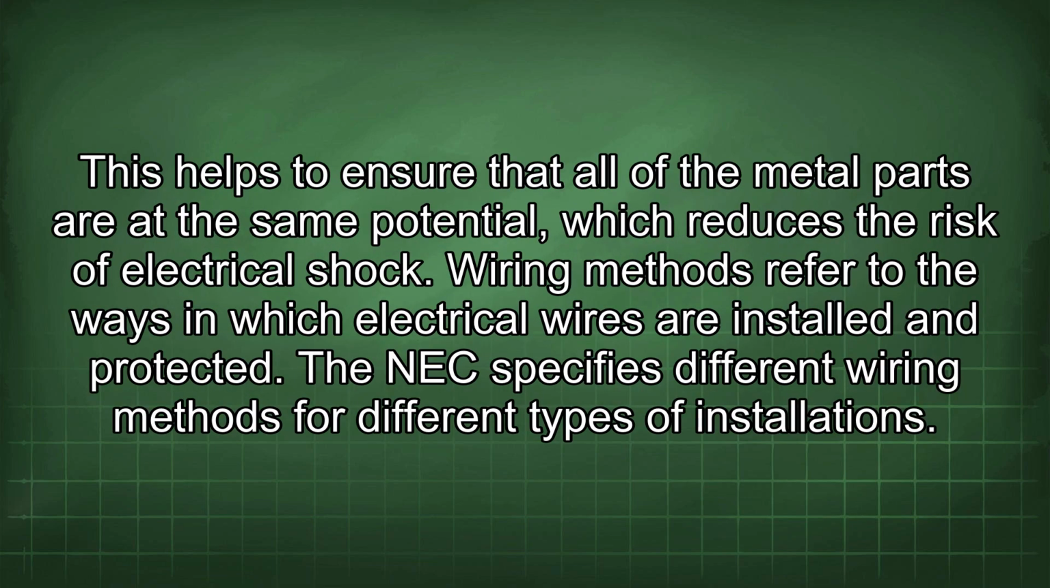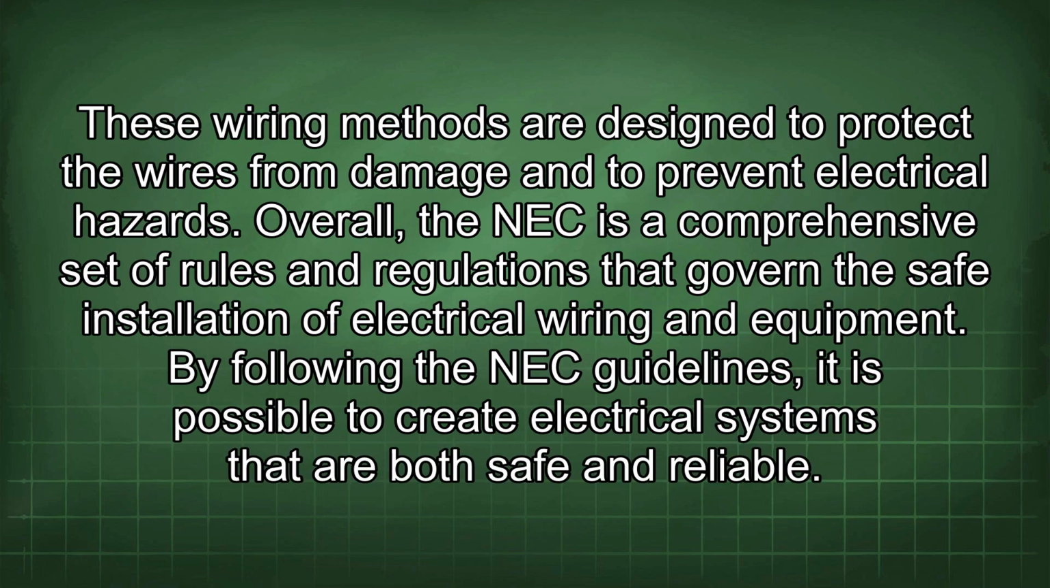This helps to ensure that all of the metal parts are at the same potential, which reduces the risk of electrical shock. Wiring methods refer to the ways in which electrical wires are installed and protected. The NEC specifies different wiring methods for different types of installations. These wiring methods are designed to protect the wires from damage and to prevent electrical hazards.